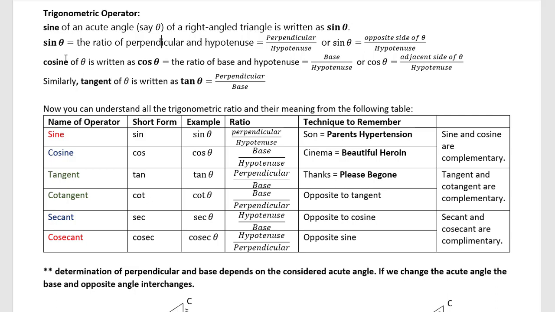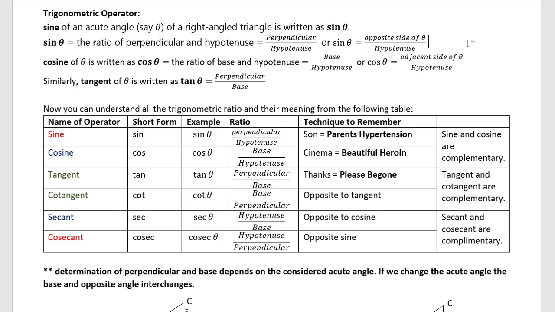And sine theta means the ratio of perpendicular and hypotenuse, like perpendicular by hypotenuse. Or you can say more elaborately, sine theta equals the opposite side of theta divided by hypotenuse.